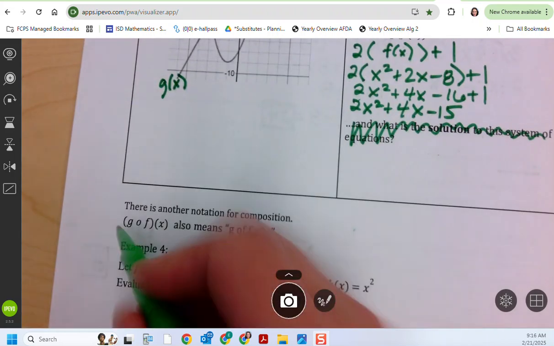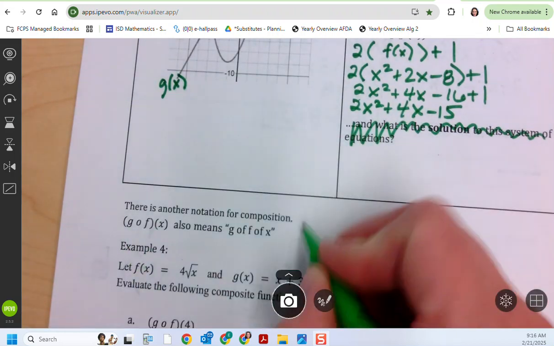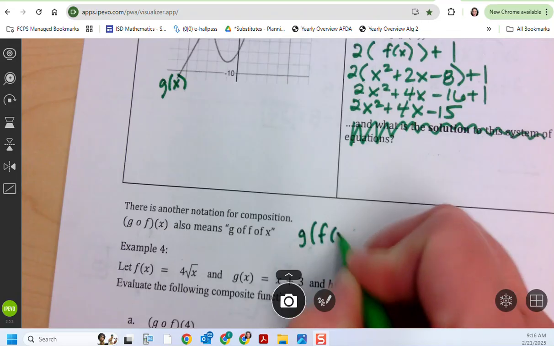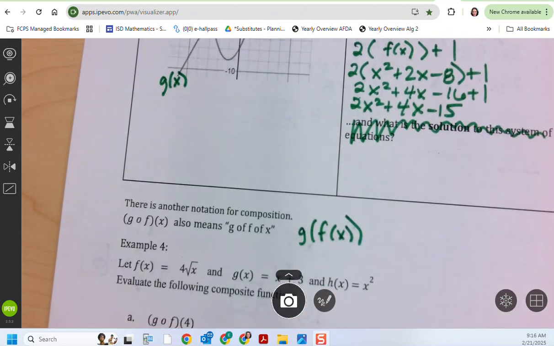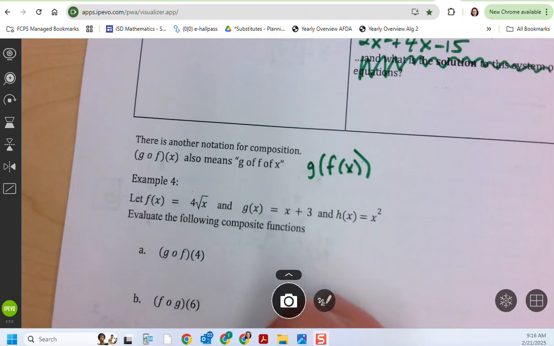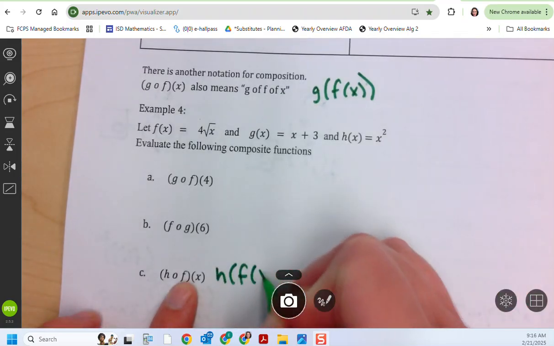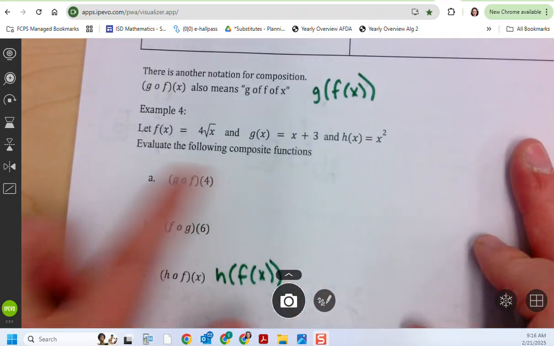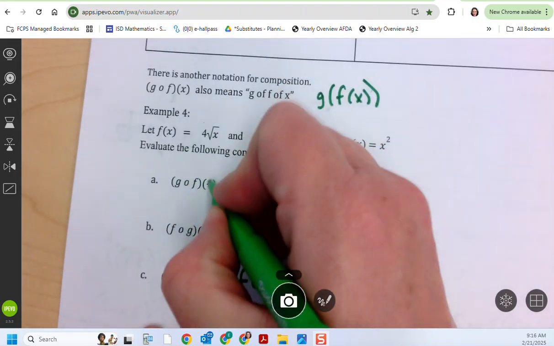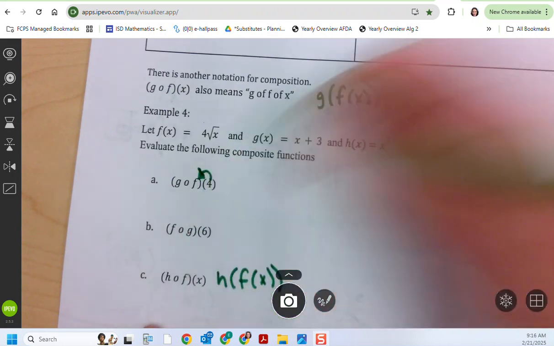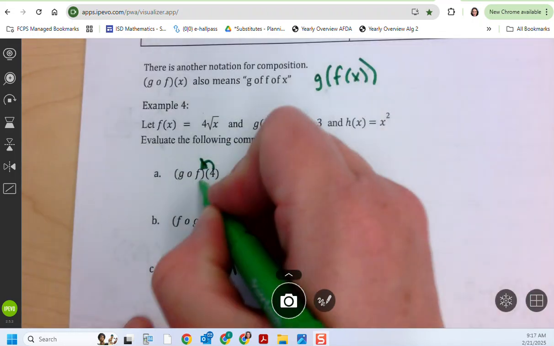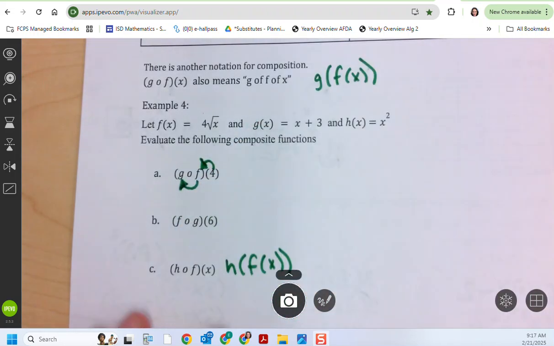All right, when you see this, it's another way of writing g of f of x, and it means exactly the same thing. Notice that the dot is an empty dot. That empty dot means g of f of x. When you see it like this, the last one, then what you're going to do is h of f of x like we just did. But when you see it with a number, the easiest thing to do is to put the number into the inside function and then take that answer and put it into the outside function.